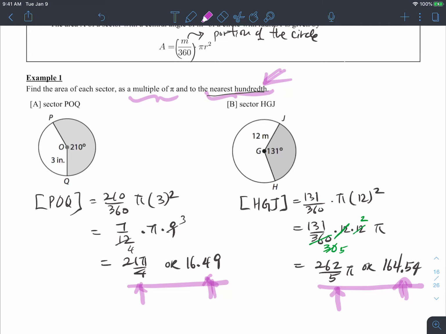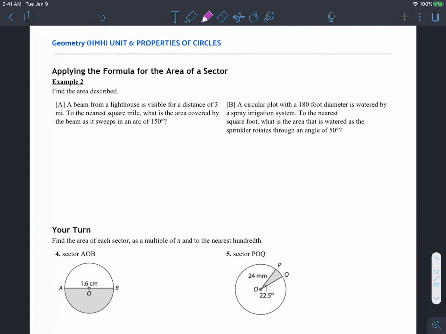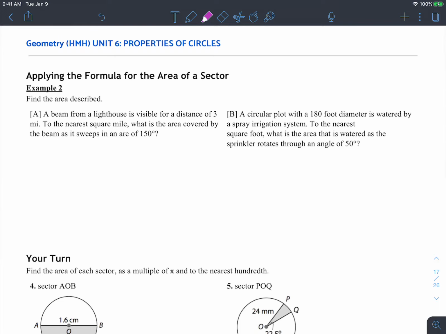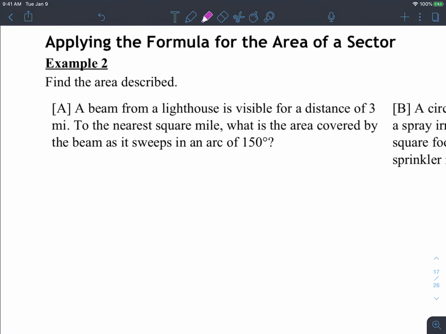So we have one more example for me to show you, and then you have your turn to do. Okay. All right. In example 2, we have a beam on a lighthouse that is visible for a distance of 3 miles. To the nearest square mile, what is the area covered by the beam as it sweeps the arc of 150 degrees? All right. So let's focus on that question right there, guys.